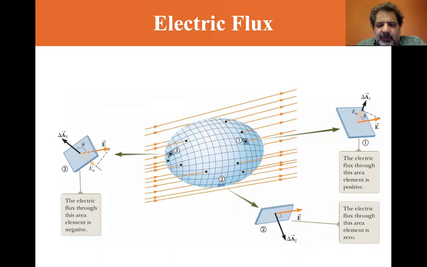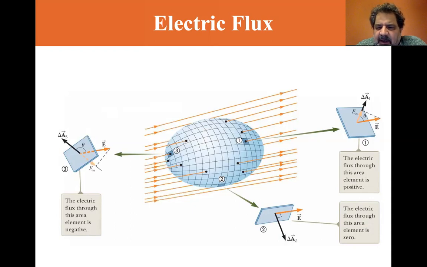So let's look at this football-shaped area. The blue surface is kind of an oval, egg-shaped football, whatever you want to call it, and there are flux lines going through it. Let's look at the first one. The electric flux through this area element is positive because the electric field is coming out of the area. It's emanating out of the area.